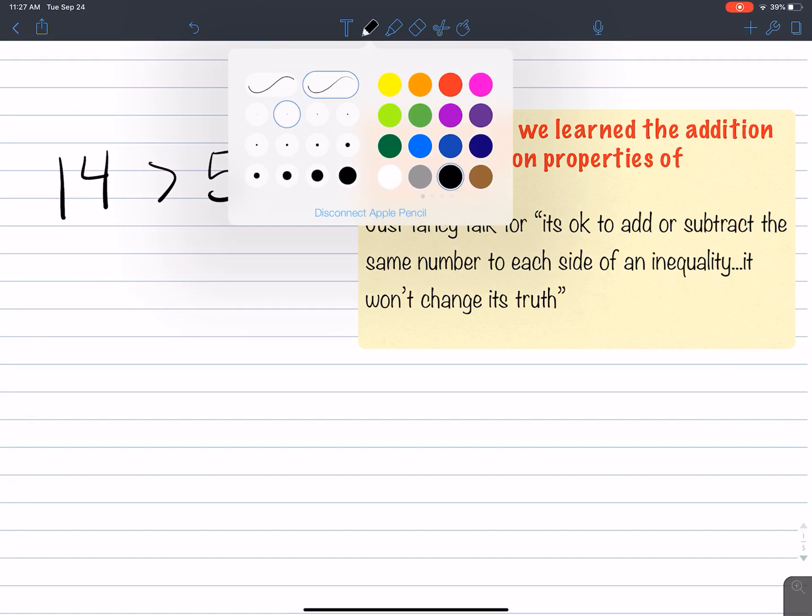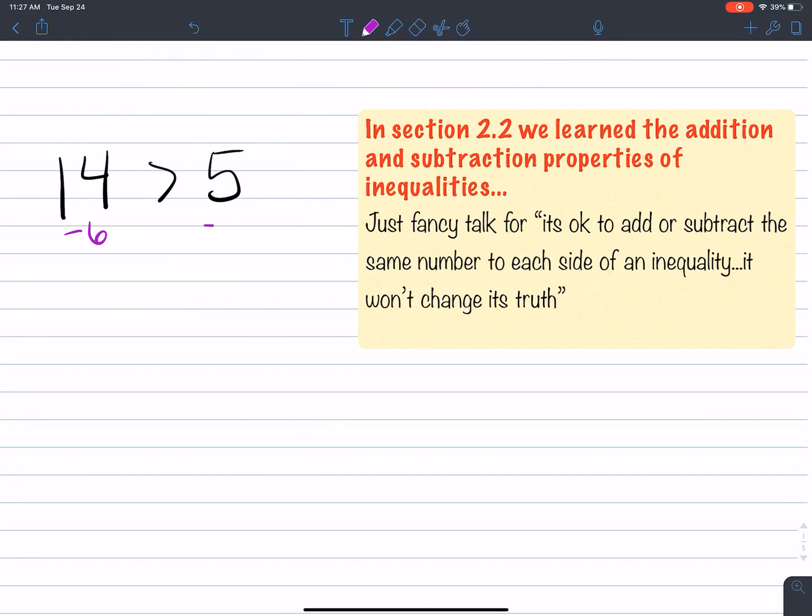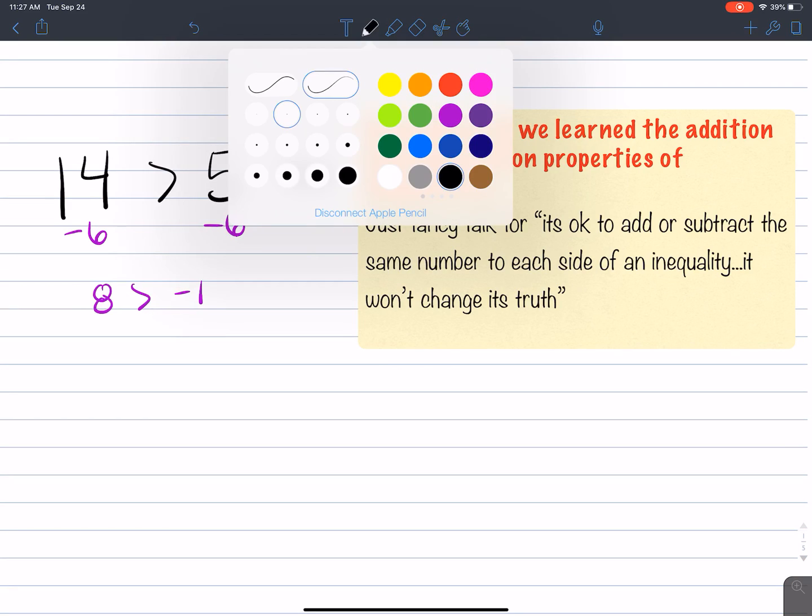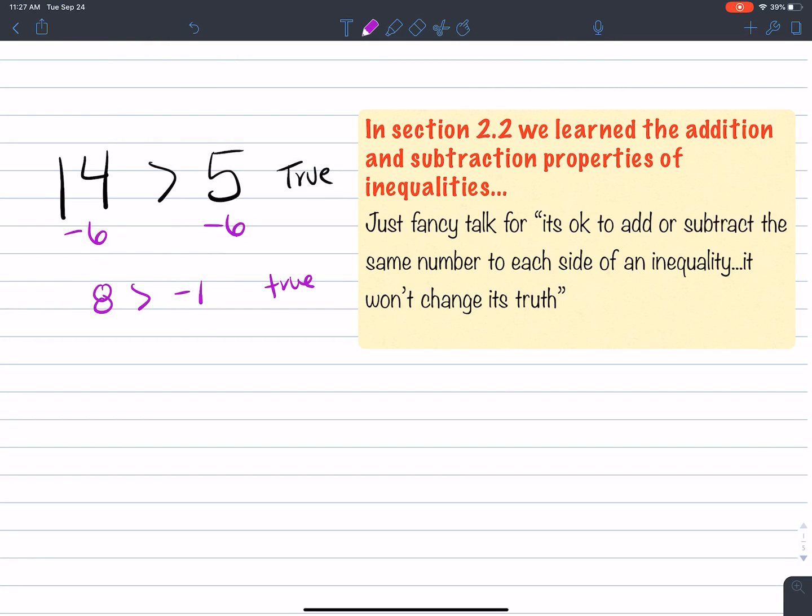If we add or subtract the same number from both sides, like if I subtract 6 from both sides, I still get a true statement, right? It started true, 14 was bigger than 5, and then after I did subtraction, it's still true. And we realized you could do that with any number as long as we're adding and subtracting. So like if I add 100 to both sides, 108 is still bigger than 99. So I can add or subtract without changing the truth of something.